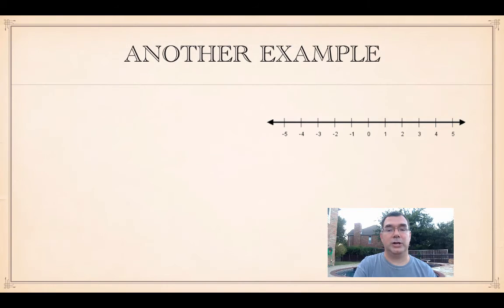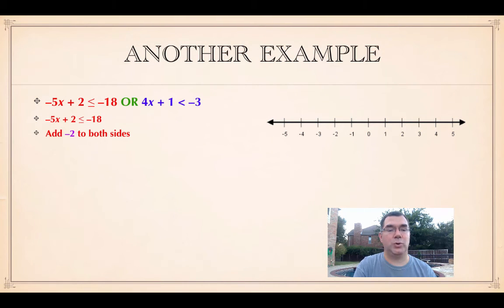Okay, and here's our last example. -5x plus 2 is less than or equal to -18, or 4x plus 1 is less than -3. Okay, so let's start with the red inequality. I will subtract 2 or add -2 to both sides. And as you can see, the plus 2 and the minus 2 will cancel, so -5x is less than or equal to -20. I will divide both sides by -5.